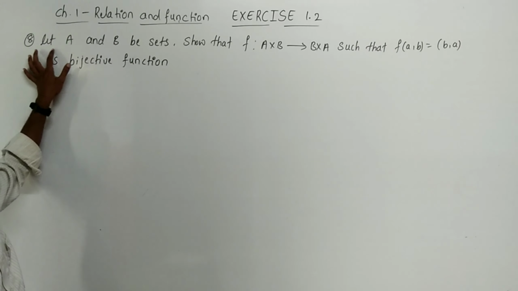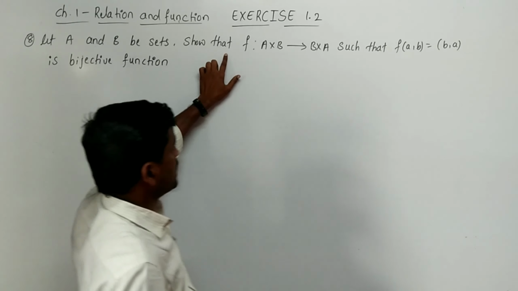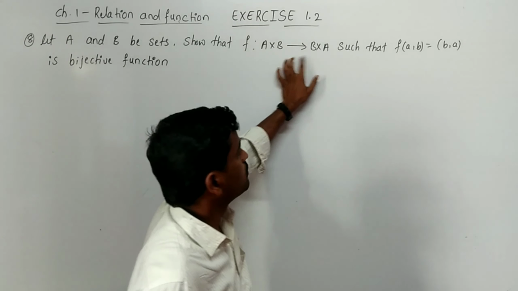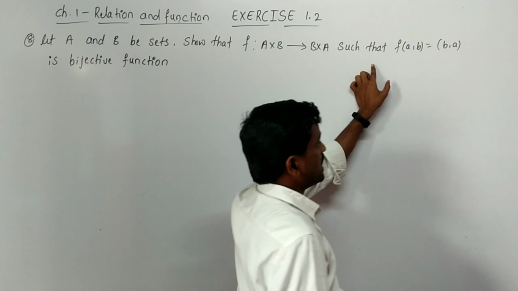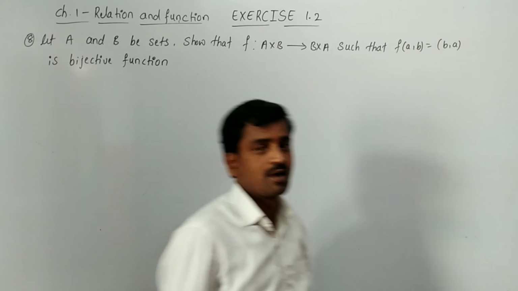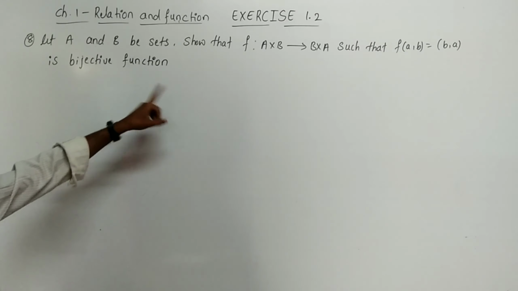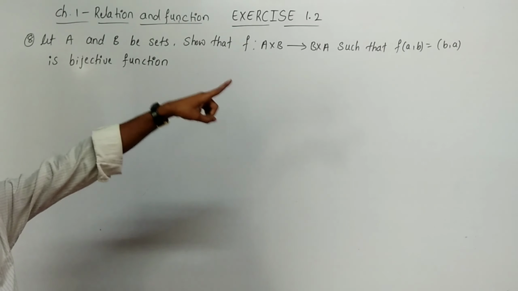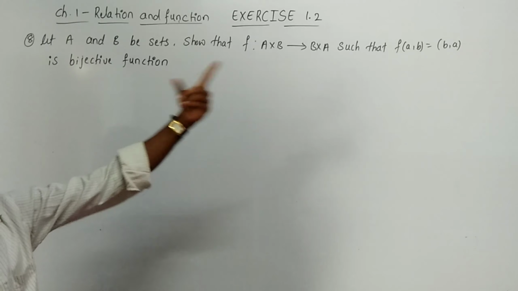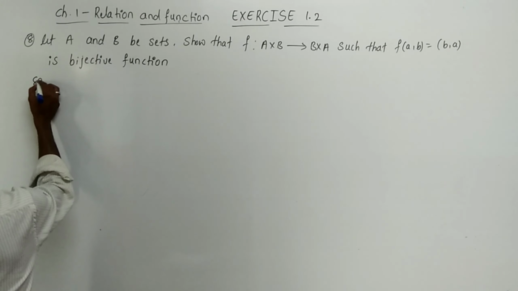One more question. Let A and B be sets. Show that f from A cross B to B cross A, such that f of (a, b) is equal to (b, a), is a bijective function. The function must be 1-1 and onto. If both are satisfied, then the function is bijective. Okay, see solution.